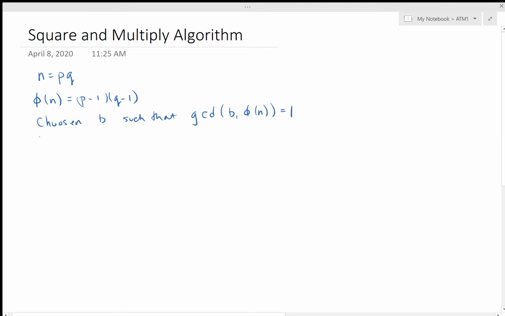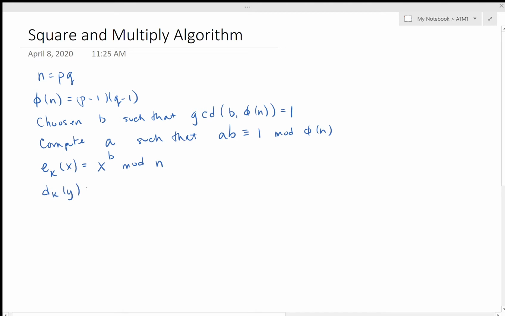And then we compute a such that ab is congruent to 1 mod phi of n. Then that allows us to determine the two functions that we need. The encryption function looks like this: you take x to the b mod n, and then when you wish to decrypt, you take y to the a mod n.